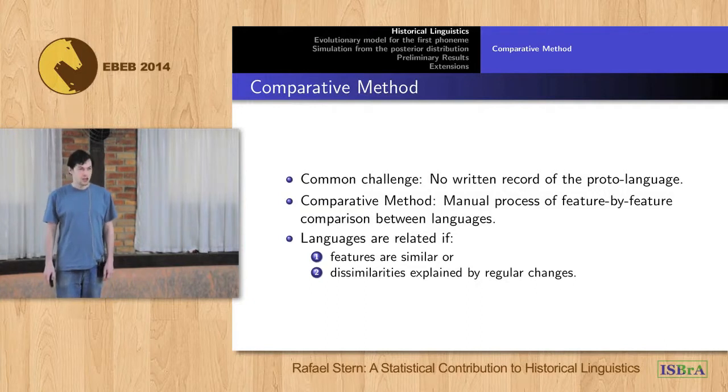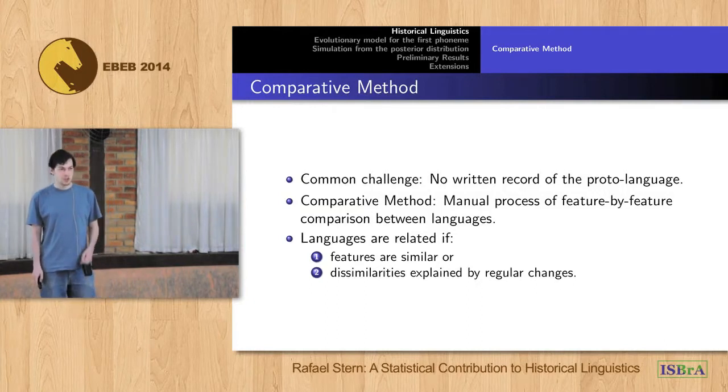A common challenge when you're doing historical linguistics is that not always do we have written evidence of the proto-languages. So even though, for example, for Portuguese and Spanish, we have Latin, a written form of Latin, for English and German, we don't have any written form of Proto-Germanic. So the question is how to find these relationships between languages without a written form of the proto-language.